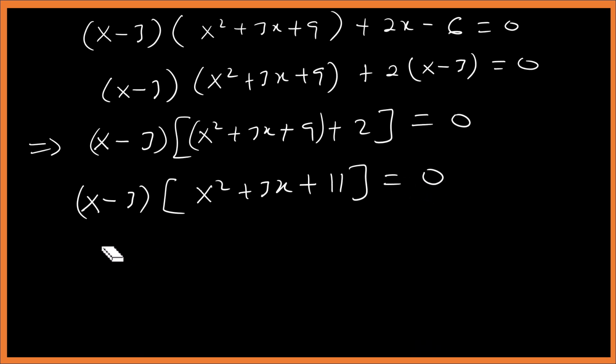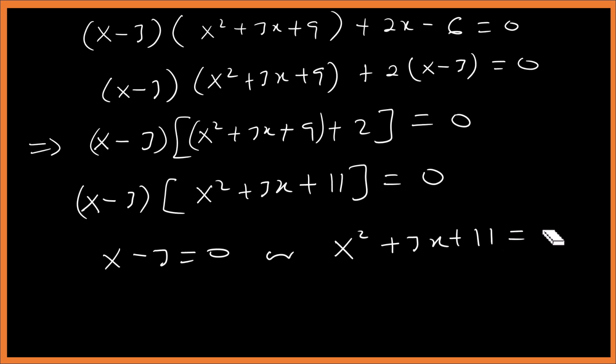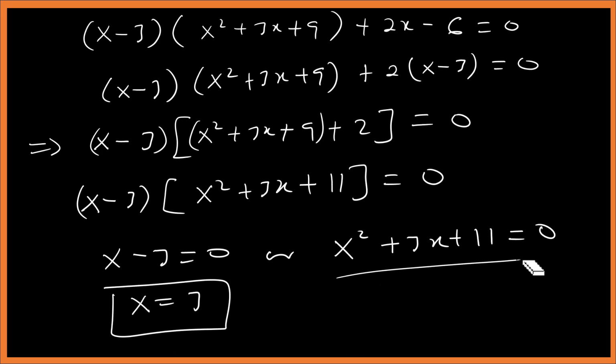So with the zero product, x minus 3 equals 0, or x squared plus 3x plus 11 equal to 0. So x equals 3, and we have this one equal to 0, x squared plus 3x plus 11.